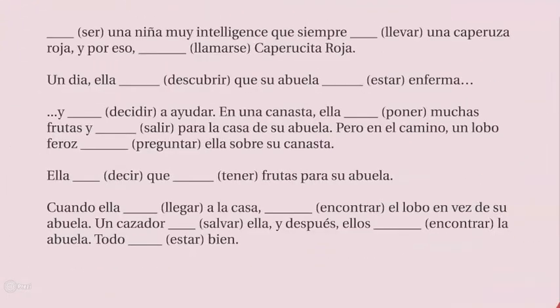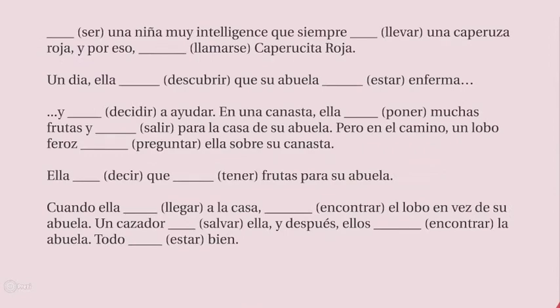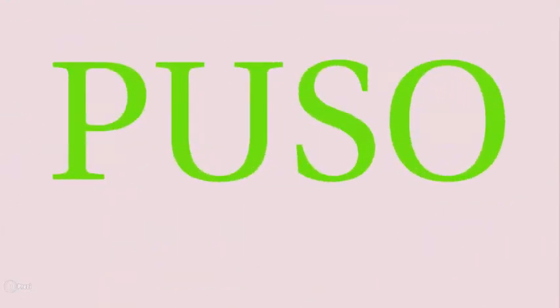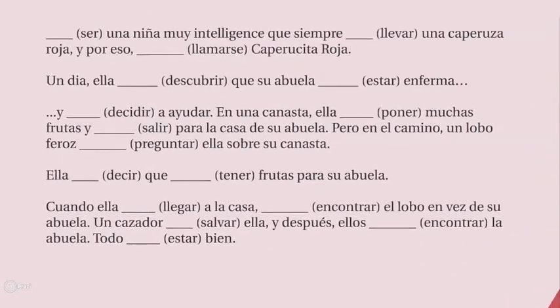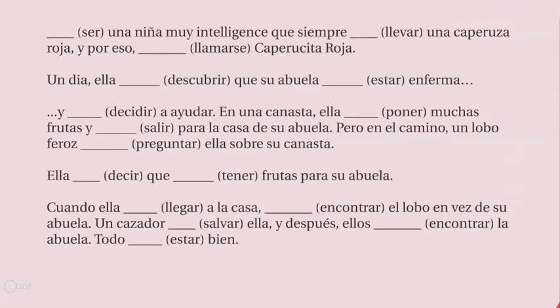So, estaba. But the next part is tricky, because it switches right from scene setting to actual action, in the same sentence. Ella decidió ayudar. She decided. It's done. It's over. Same with the next two. They're all singular actions, which makes it easy. En una canasta, ella puso muchas frutas y salió para la casa de su abuela. This is all action, so it's all in the preterite.